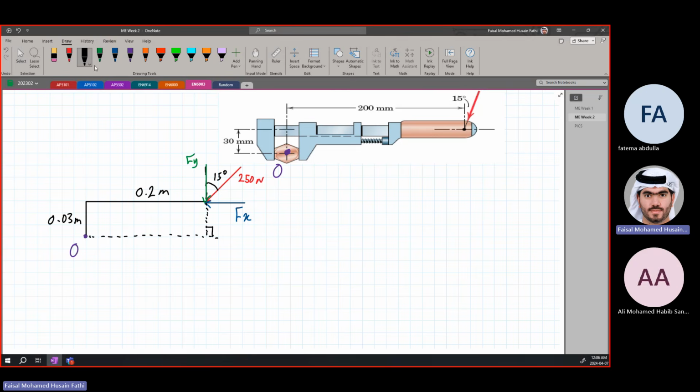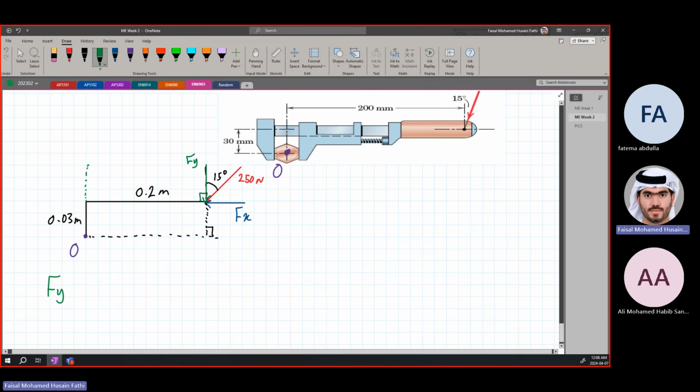At the same time, there is a perpendicular distance because of Fy, which is going to here. This distance here, which is 0.2. So Fx is acting and Fy is acting, causing a moment about O, because none of them is going directly through O. So now we're going to have to find two moments. We're going to have to find the moment due to Fy and the one due to Fx.